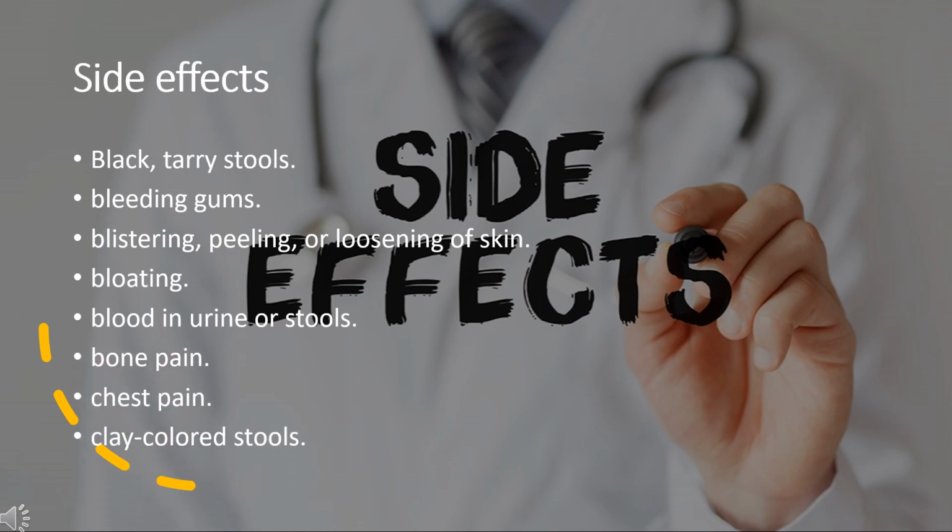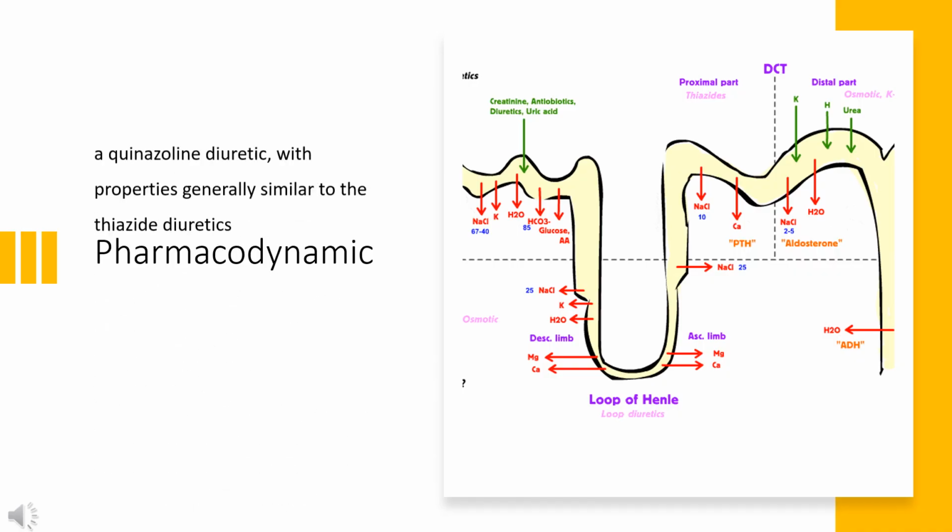Side effects: black, tarry stools, bleeding gums, blistering, peeling, or loosening of skin, bloating, blood in urine or stools, bone pain, chest pain, clay-colored stools.